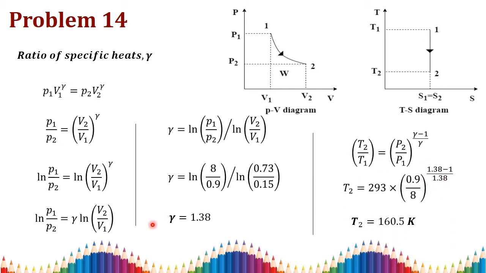Then we need to find out the final temperature, because we need to find out the internal energy. The internal energy formula will be m Cv into T2 minus T1. So for that we need to find out T2 here, which we know from the PVT relation.